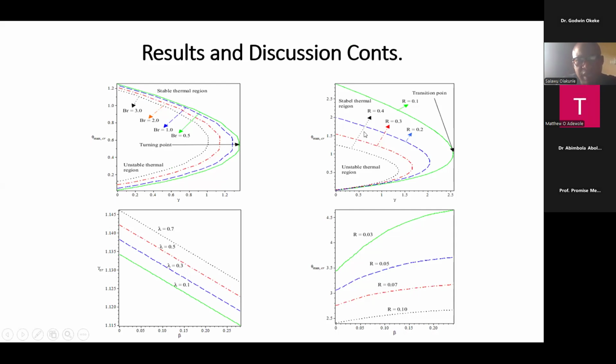Brinkman was checked, and here we check the radiation term to check the stability of the system. And with this it is more stable. And this is also stable, because anything above this turning point can lead to a blow up of the whole system.